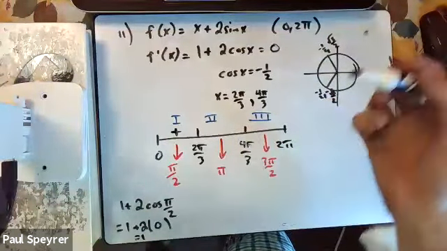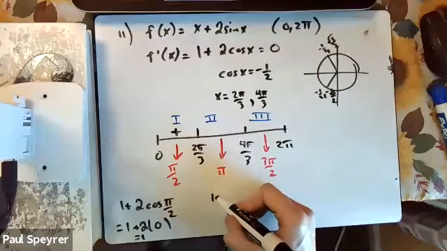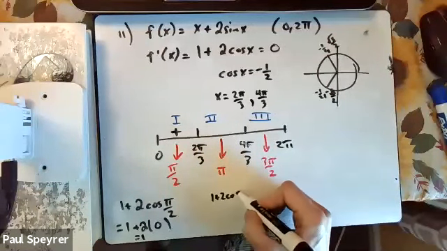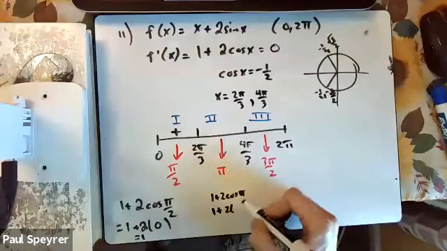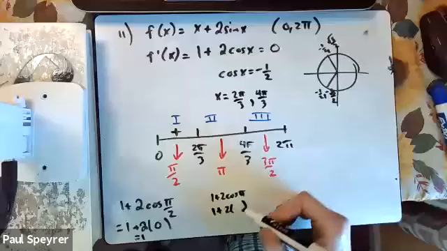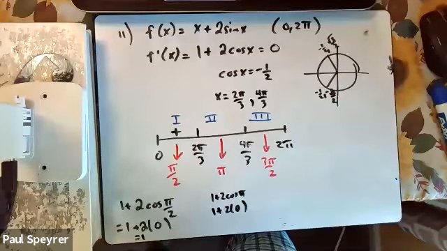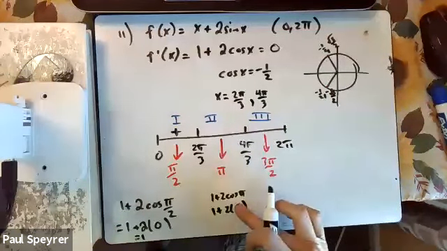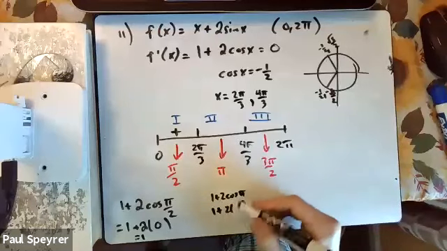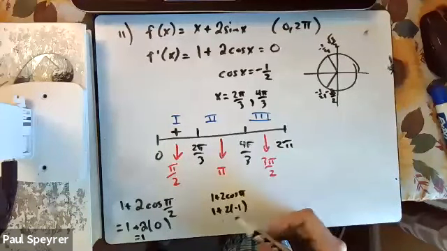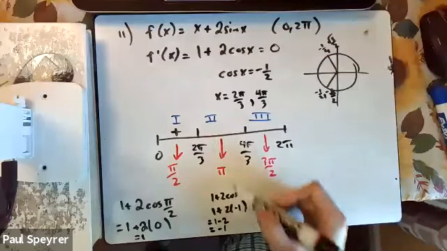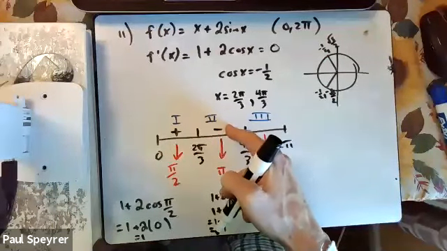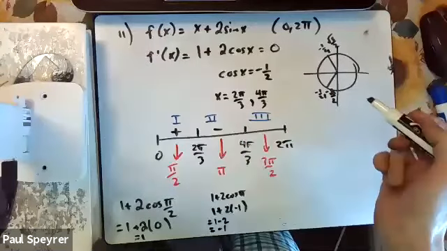Now moving on to the next piece, right? What if we plug pi in? We get 1 plus 2 cosine of pi. This is 1 plus 2 times, what's cosine of pi? Oh, I'm sorry, that's not 0. That's negative 1. And then this is 1 minus 2, which is negative 1. So that tells us that the second region is going to be negative or decreasing right there.